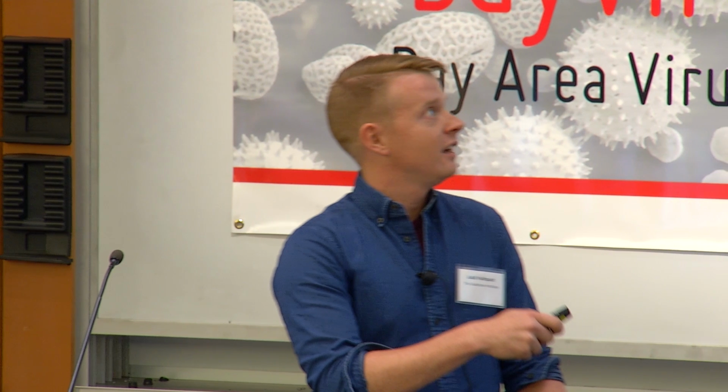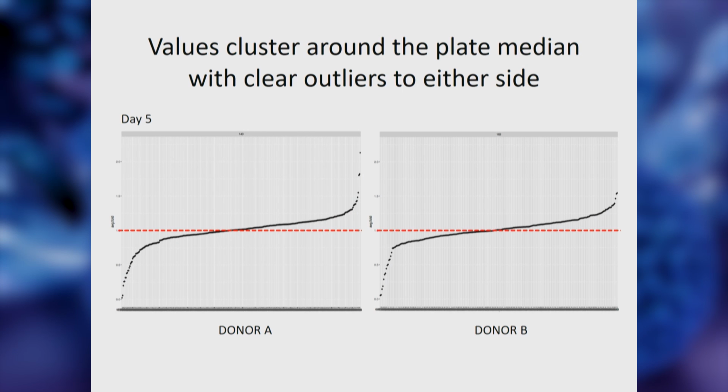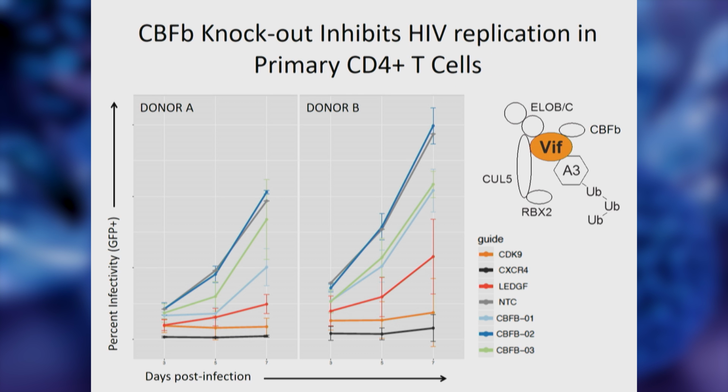Looking at all of the data together across all of our different guides, we see they cluster tightly around this median, but we have a number of genes that either increase or decrease infectivity. Just pulling some of these out, we can look at the data at days 3, 5, and 7 during our spread. What we can see, for example, here is knockout of CBF-beta, which is essential for the function of HIV Vif. Without CBF-beta, Vif cannot degrade the antiviral A3 factor.